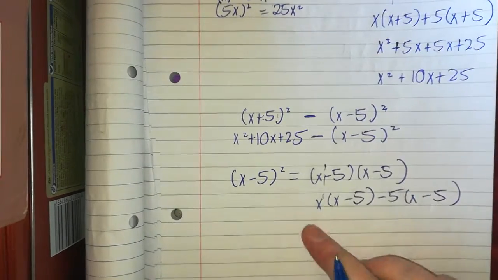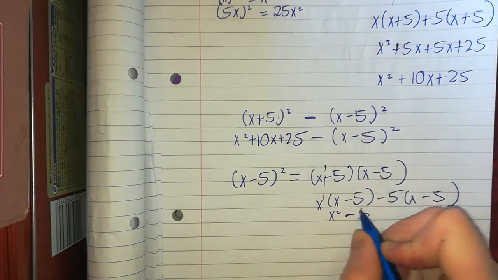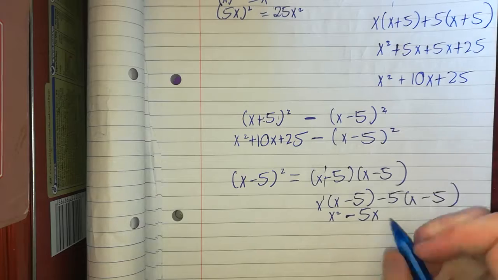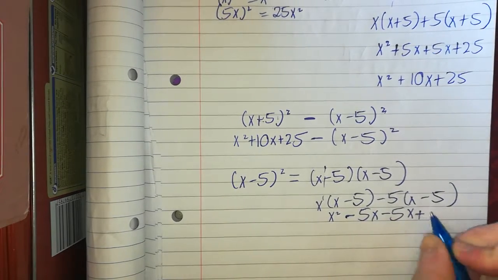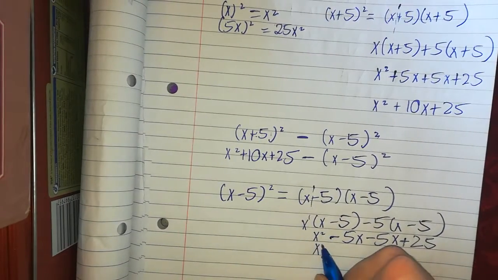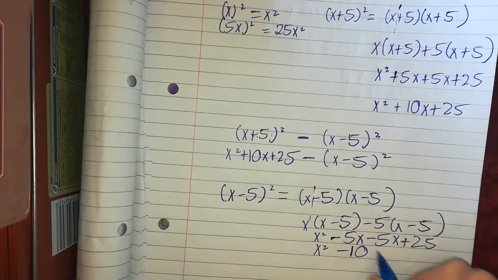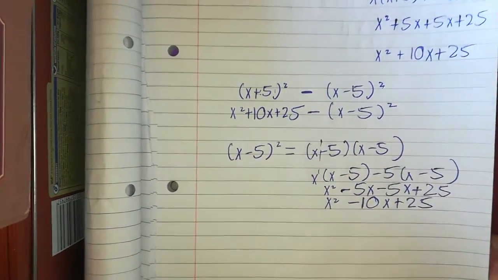So that'll be x by x, which will give me x squared, and then x by minus 5, which will give me minus 5x, and then minus 5 by x, which will give me minus 5x, and minus 5 by minus 5, which will give me 25. So then we can group our minus 5x's together, so minus 10x plus 25. So that's x minus 5 squared.